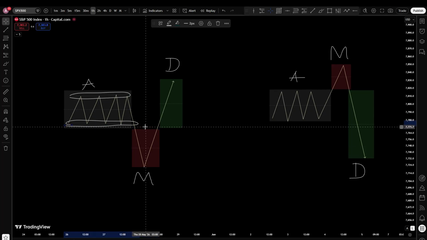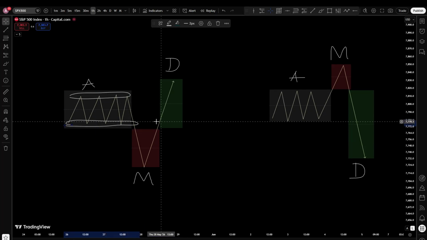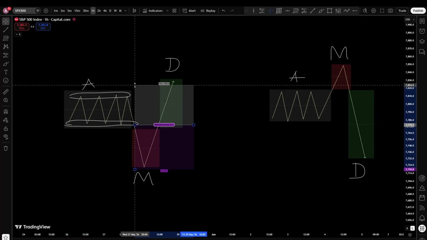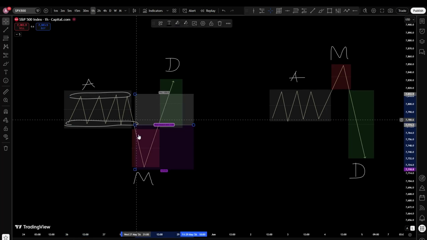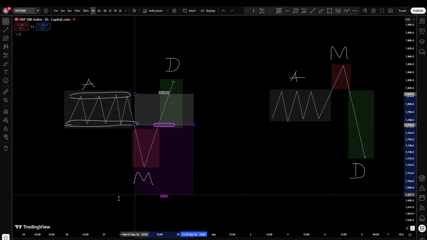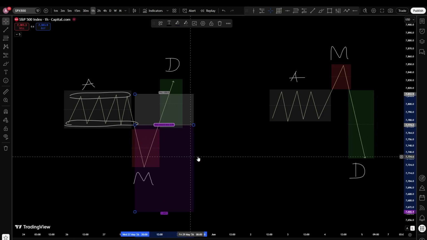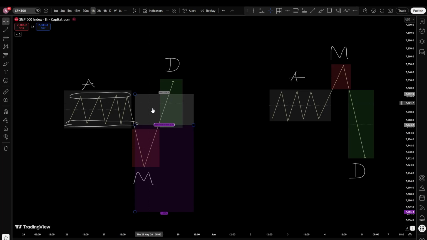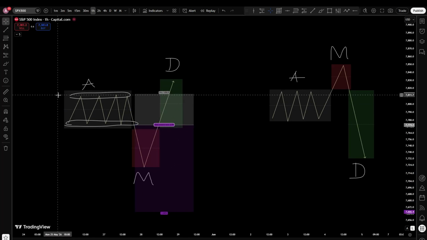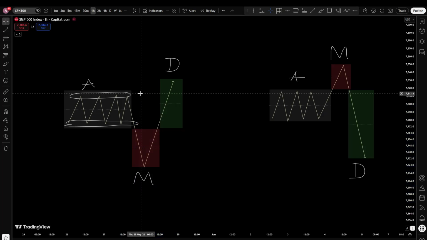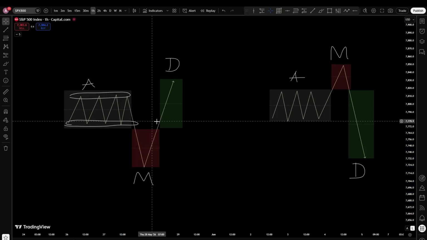After that comes the manipulation phase. The retail traders get into their positions, putting the stop loss above these highs here, and after that targeting some low, some zone of interest. I don't know what they even target. So the price went up and stopped them out, and they lost the money. You don't want to lose the money.